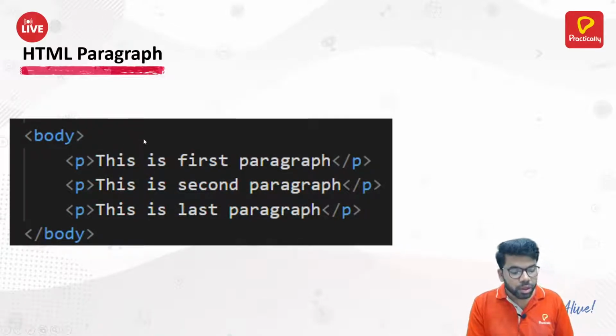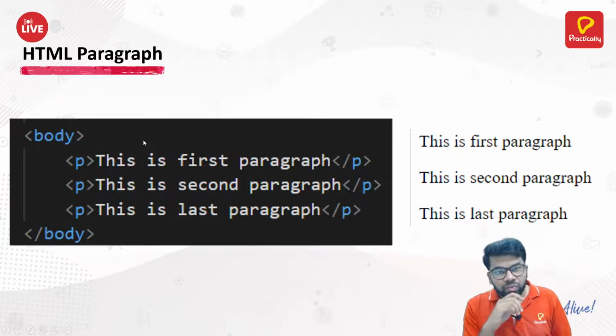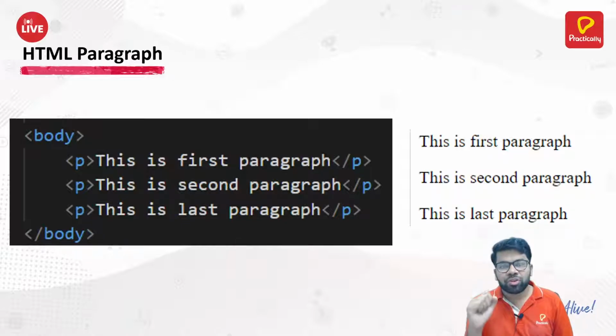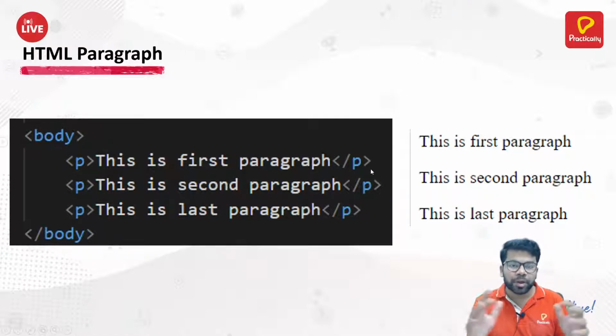See, HTML paragraph, we write paragraph tag, P tag, to display the paragraphs of information on the web page. Whatever we are writing inside this opening tag P and closing tag is going to appear on the web page. So this P tag we write inside the body tag. Suppose here this is the first paragraph, second paragraph, third paragraph, last paragraph. So all this information will be available on the web page like this.